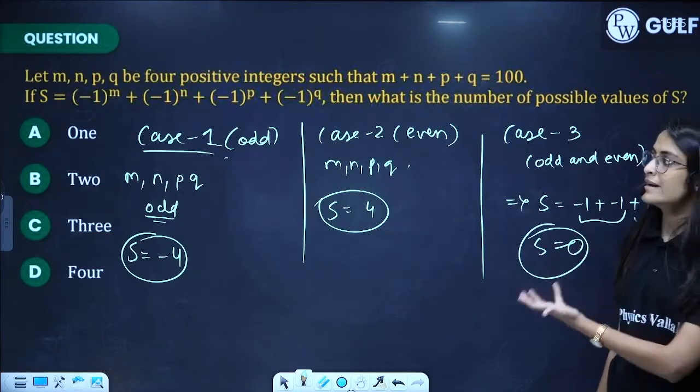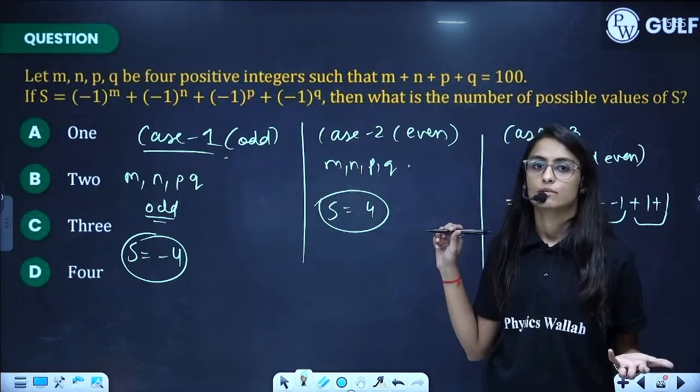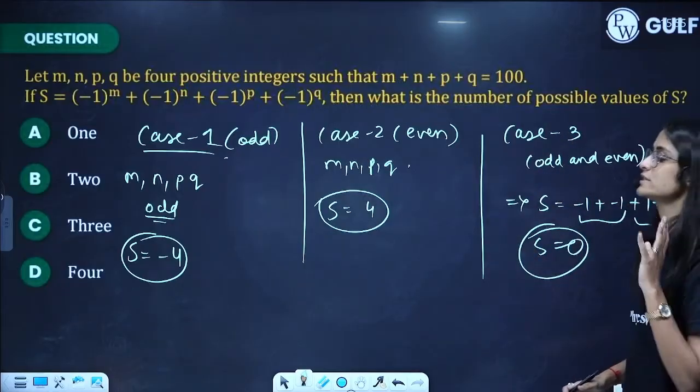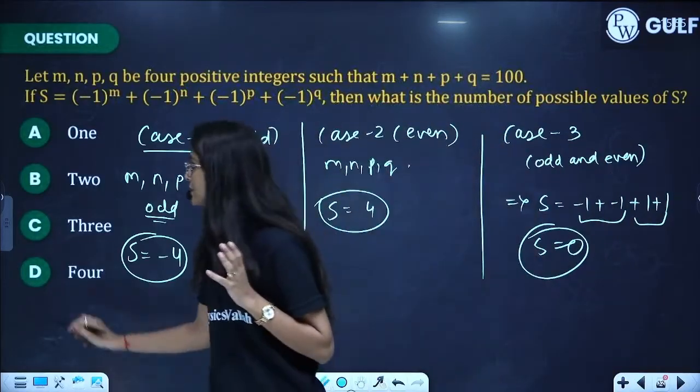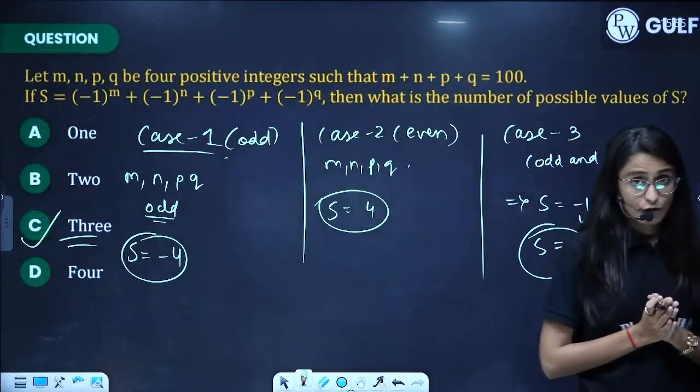So are there any more cases which you can take rather than odd, even and both together? No, is it? So there would be only 3 possible values of S, which satisfies your option C. Okay, moving forward.